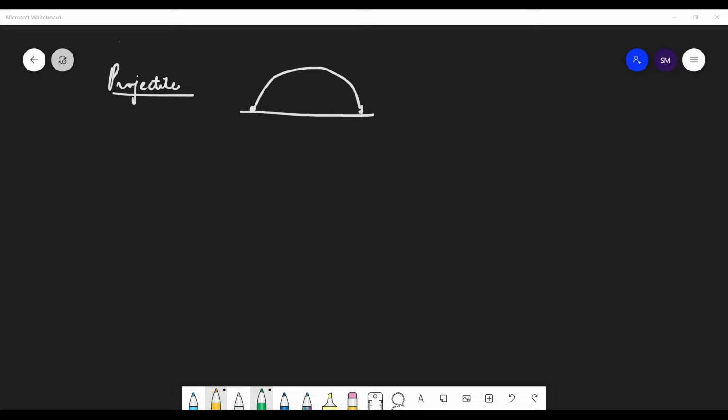So an object is thrown with the initial velocity u, and there might be the case like you have thrown this ball with horizontal velocity u, and then the object will fall onto the ground. So there can be these two cases.